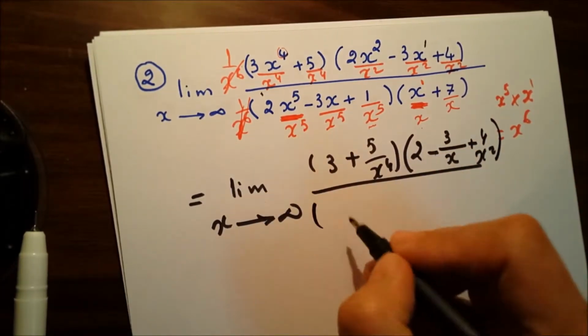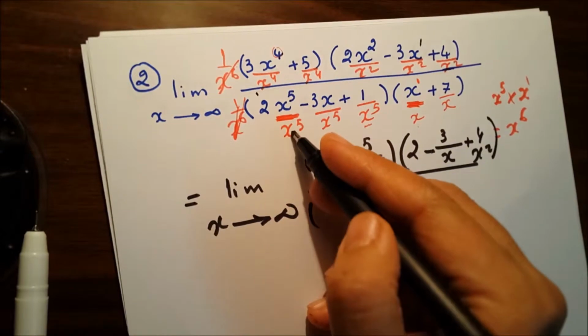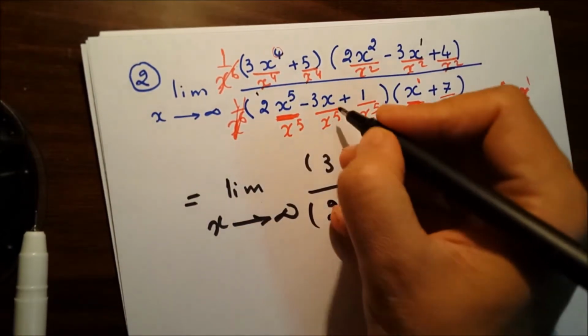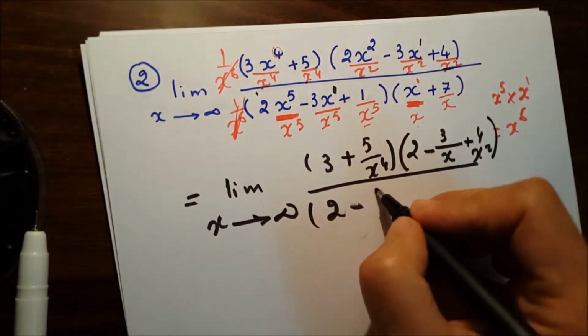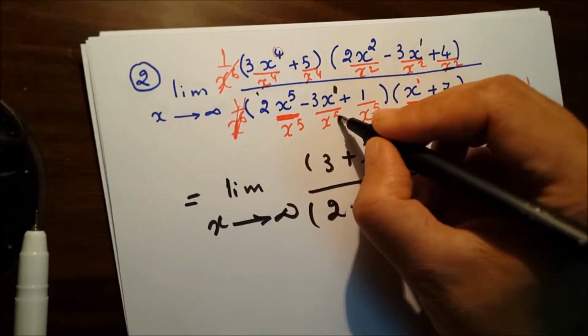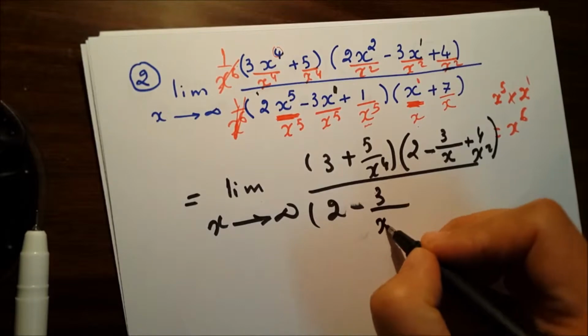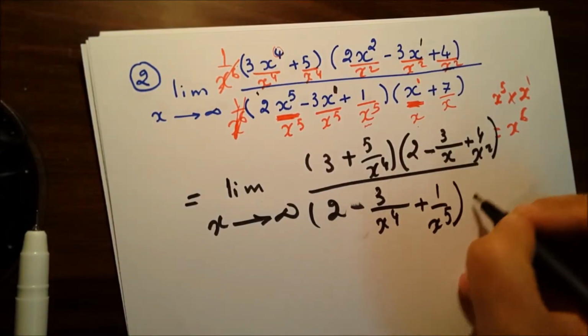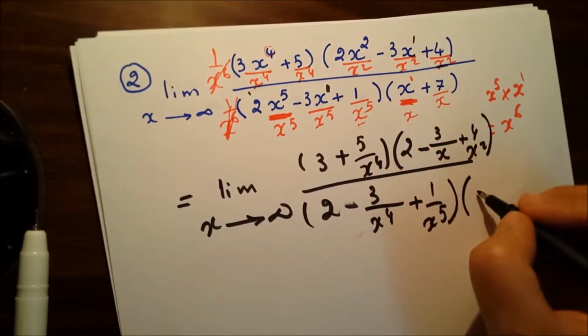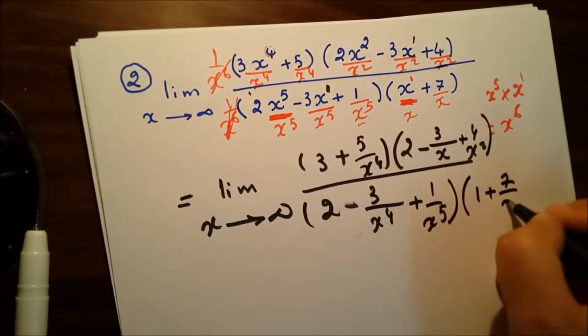Down it's 2x to the power 5 over x to the power 5 to be 2, minus 3x over x to the power 5 to be 3 over x to the power 5 minus 1 to be 4. So x to the power 4, and plus 1 over x to the power 5 times x over x to be 1 plus 7 over x.